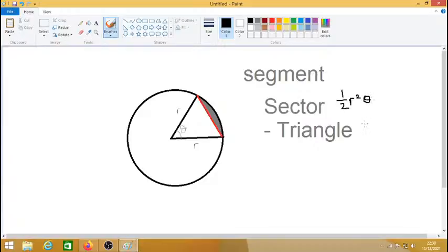It's half AB sine C. So for A and B, I'm going to use R, so that's half R squared, because A is R and B is R as well. And then sine theta would be just a bit to add on at the end. Sine C would become sine theta. So if I take the top formula and then take away the bottom formula, that's my area for the segment.